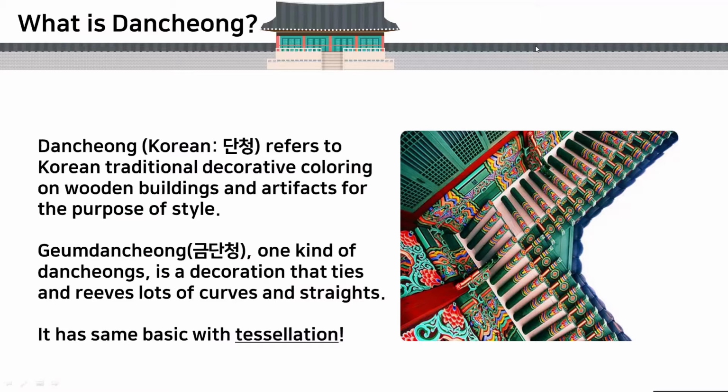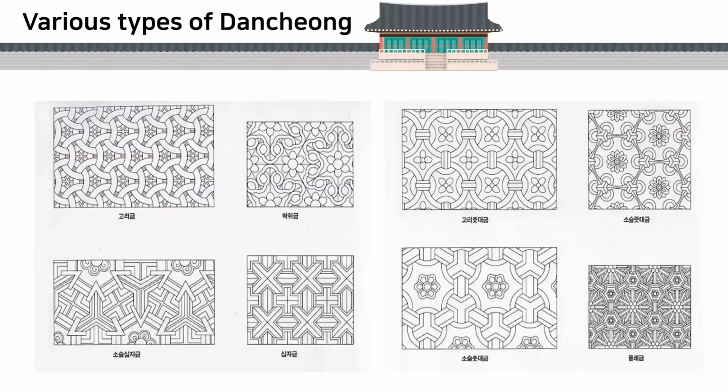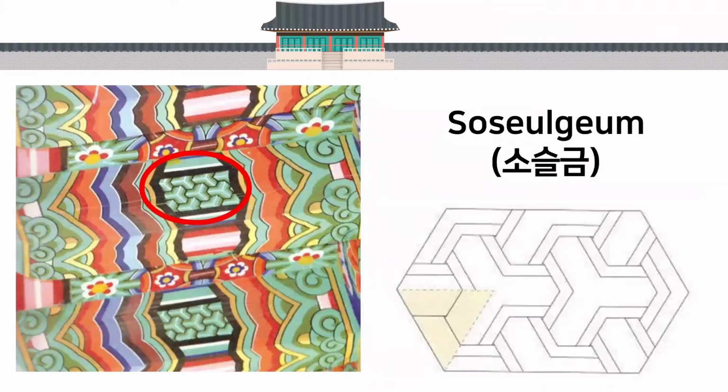금단청, a kind of 단청, is a decoration that ties and weaves lots of curves and straights like big and small circles, triangles, hexagons, and octagons. It has the same basis as tessellation. In Korea, there are many kinds of 단청 like you see. Among these, today we are going to explore Sosseolgeum. Sosseolgeum is a tessellation of repeating the same triangles as seen.